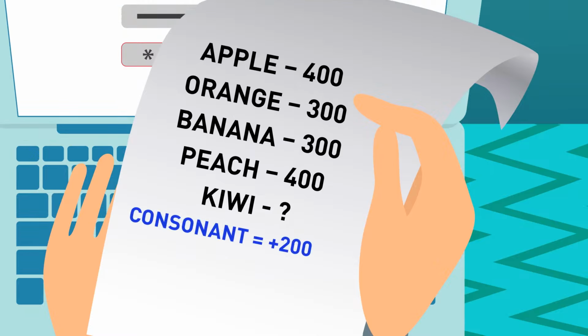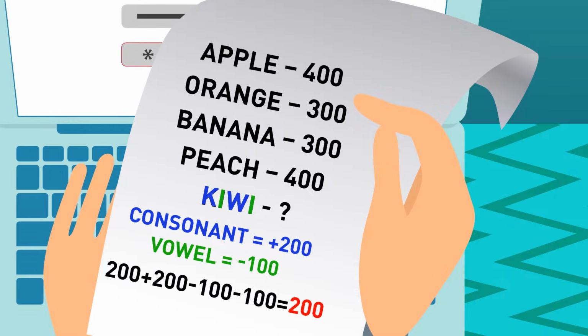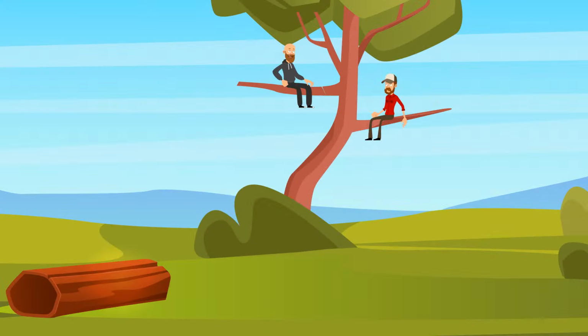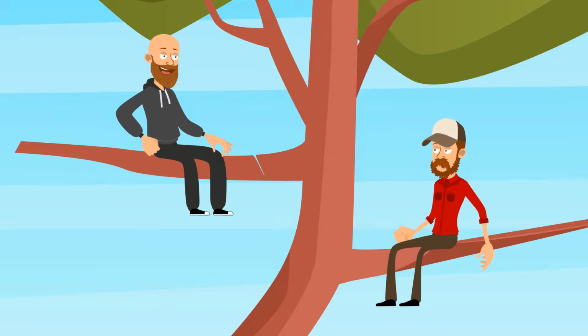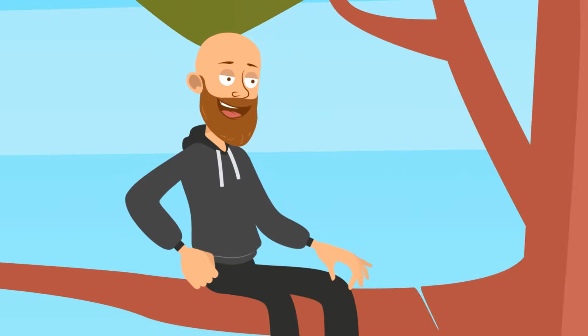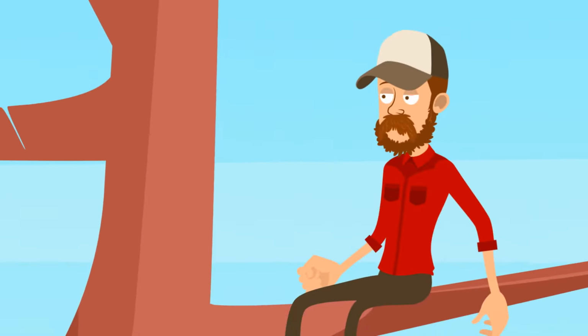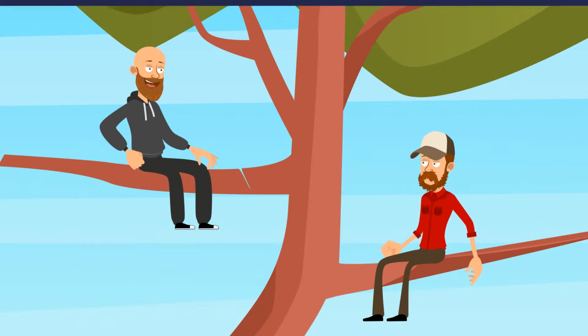Each consonant in the word equals 200 points, and each vowel takes away 100 points. In the word kiwi, there are 2 consonants that make 400 points. 2 vowels take away 200 points, so the passcode is 200. Lucas and Liam went for a walk. They found a cool tree and decided to climb up to the top of it. Who is less smart?